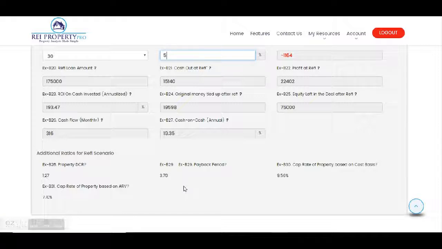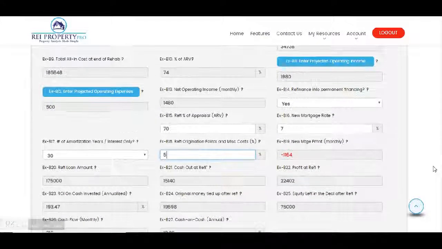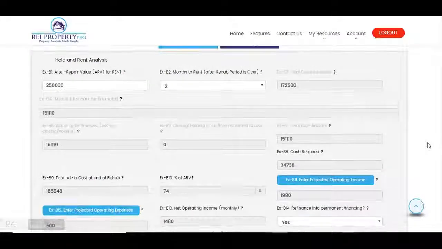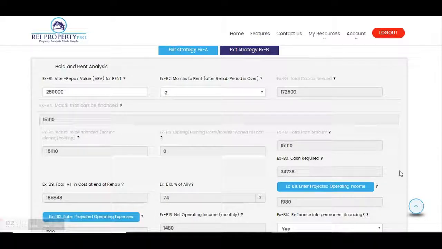Now that we have completed all of our initial assumptions, purchase, rehab, financing, and now exit strategies, we are ready to review, print, and share our reports. We will discuss how to generate and share reports in another tutorial.